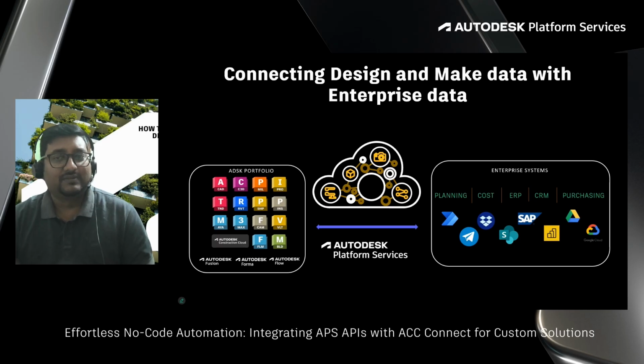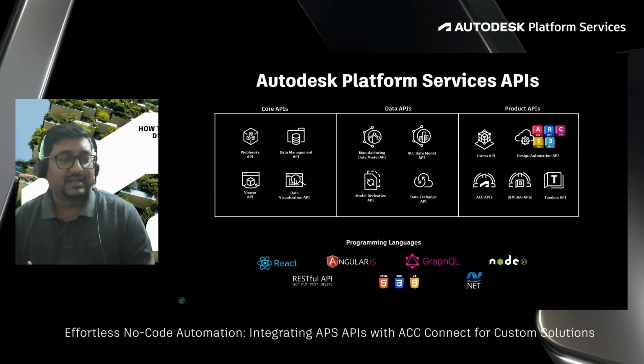The Autodesk Platform Services APIs consist of various APIs like the Data Management API and Viewer API, which are the core APIs. We also have the data APIs like the AC Data Model APIs, Data Exchange APIs, Model Derivative APIs, and we have the product APIs, which are specific to different products like ACC APIs, BIM 360 APIs, Tandem APIs. This is a generic example of Autodesk Platform Services, but the rule applies across any third-party API platform that is provided by any third-party provider.